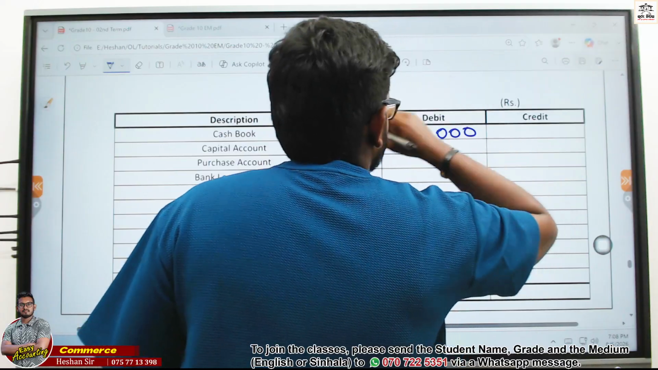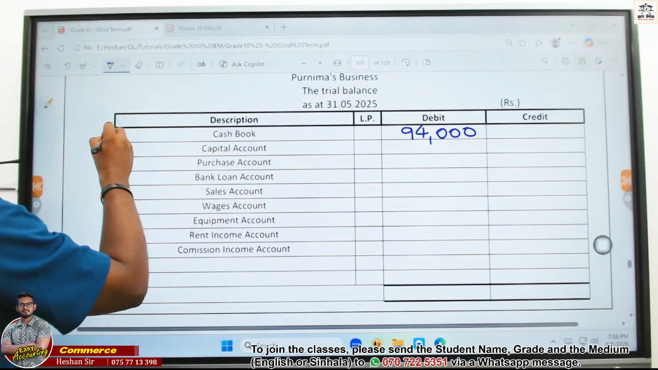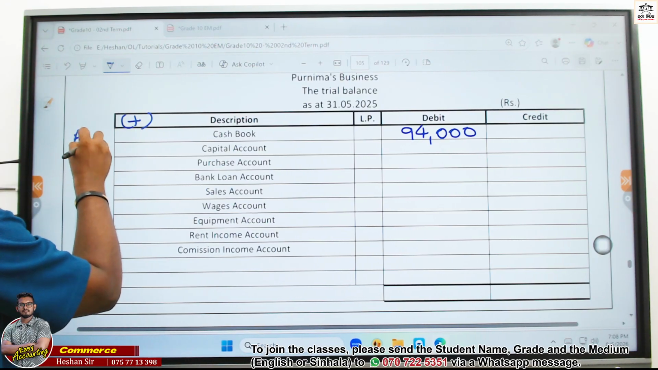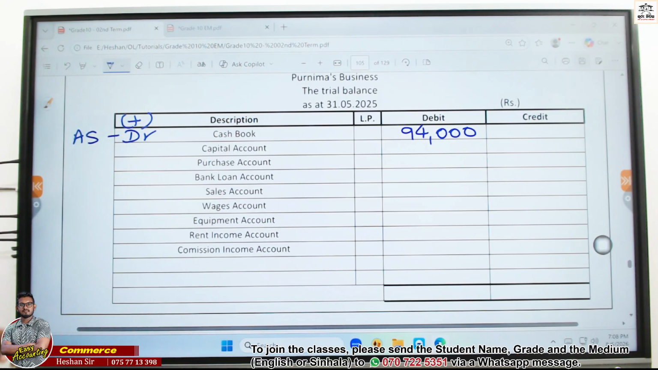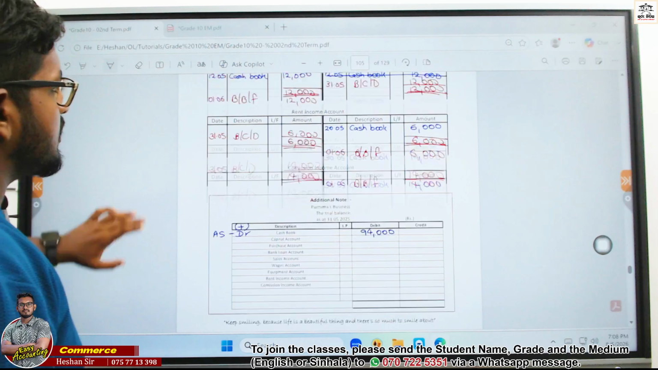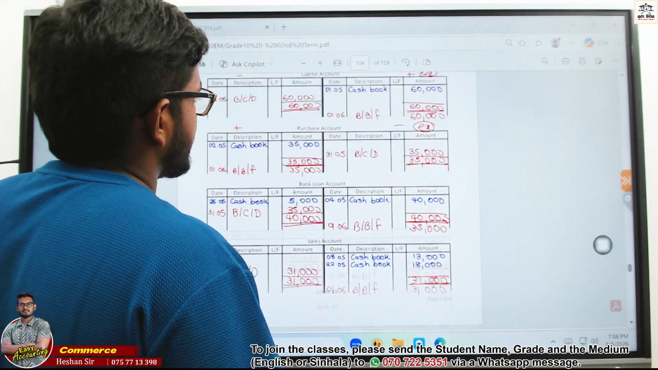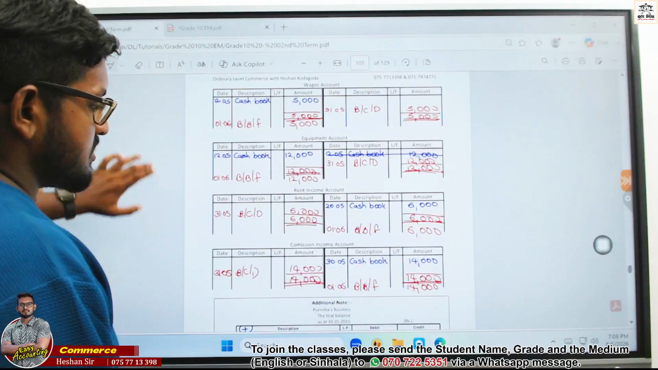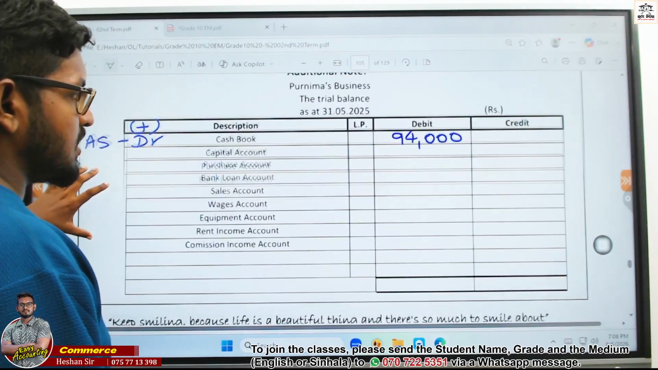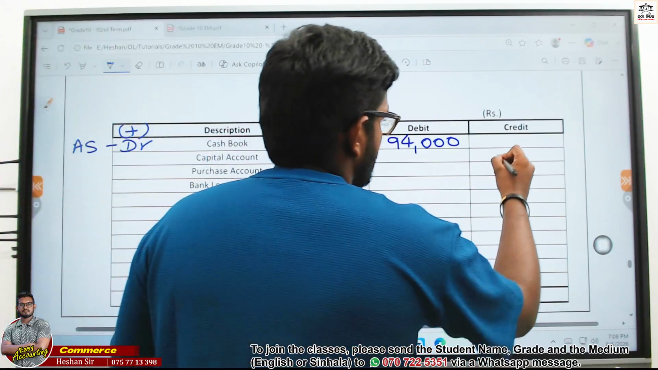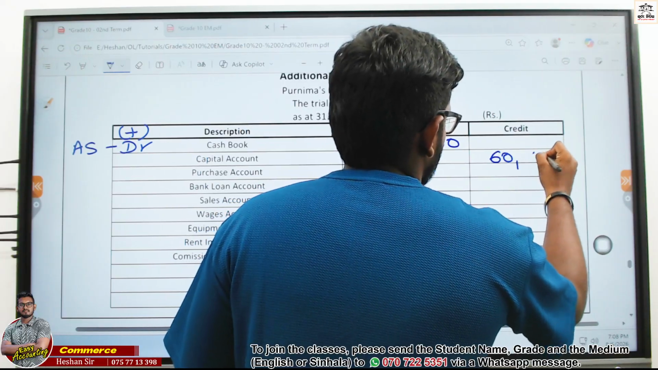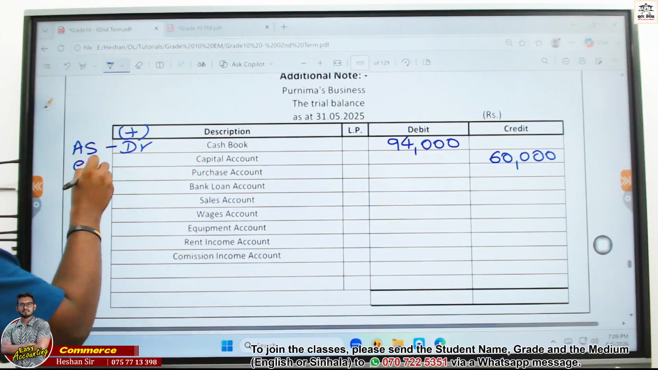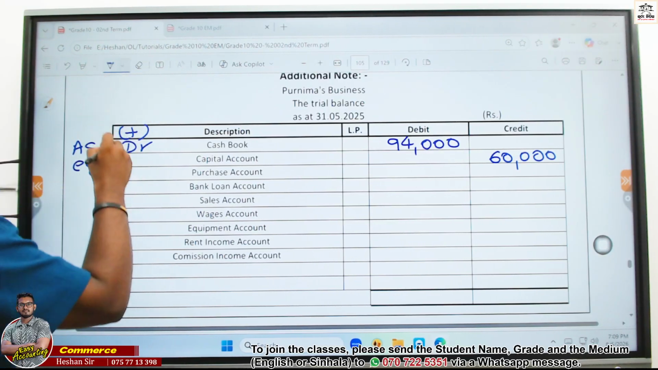Cash book 94,000 because it is an asset account. Asset account increase is debit, that's why the balance comes under debit. So capital account balance brought forward, where does it go? Credit, 60,000. Capital account is an equity kind of account. In equity, the increase goes to the credit side.